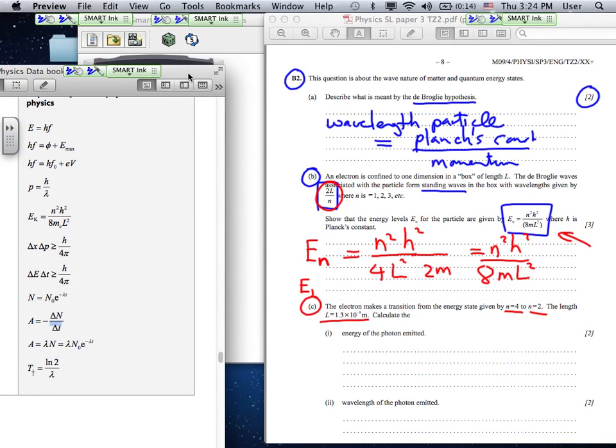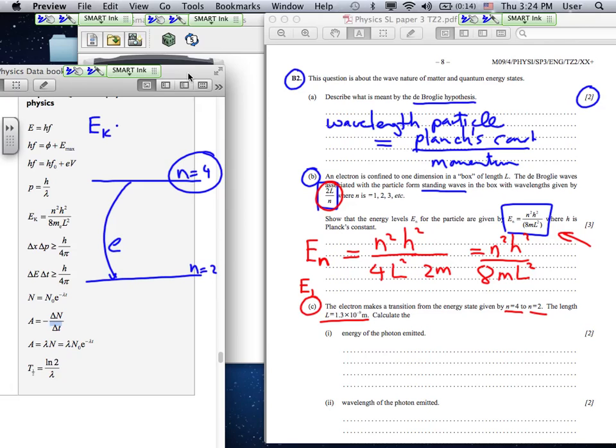I am looking at this situation over here where n is equal to 4 and n is equal to 2. It drops down, my electron drops down. Now n is equal to 4 is going to be, according to this formula, Ek is equal to 4 squared h squared over 8 times the mass of the electron and the length squared.